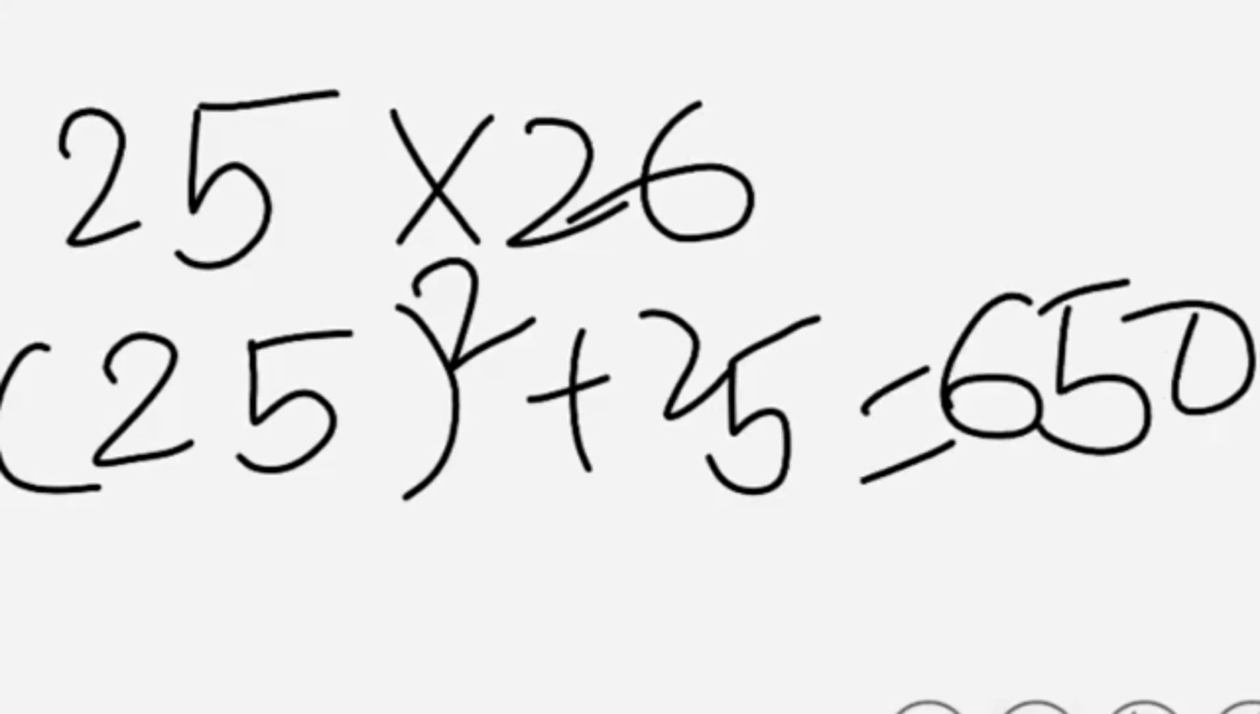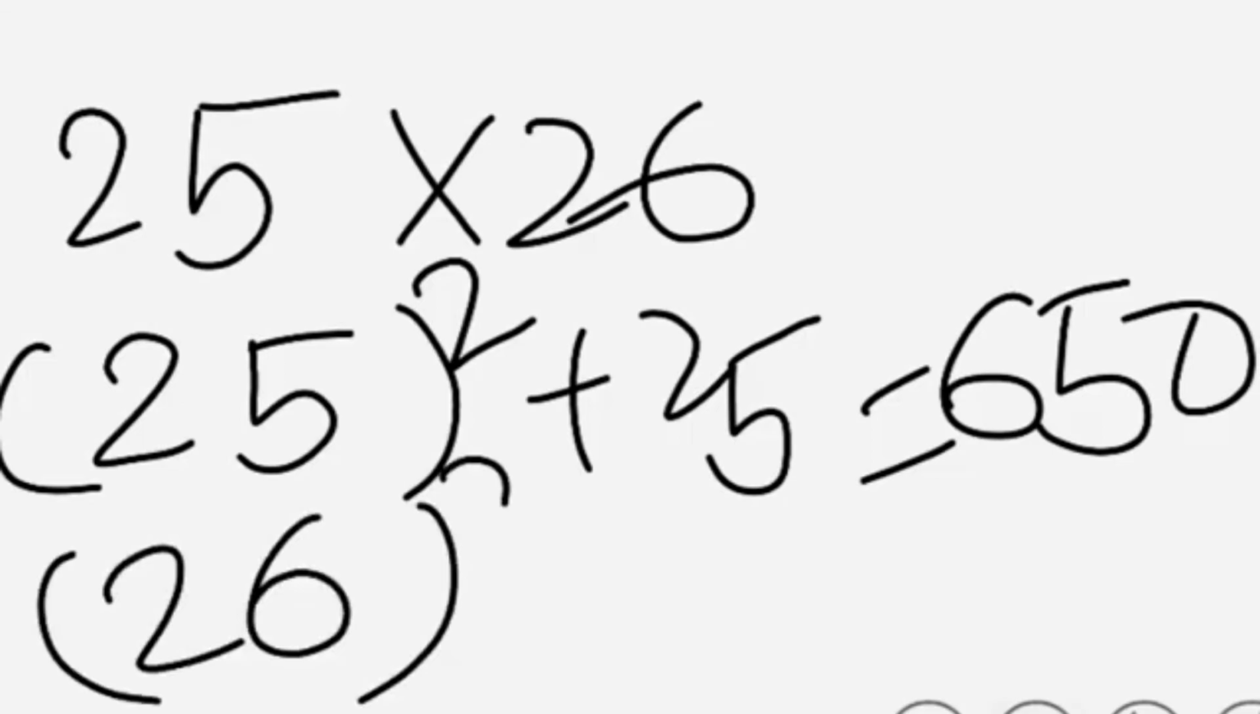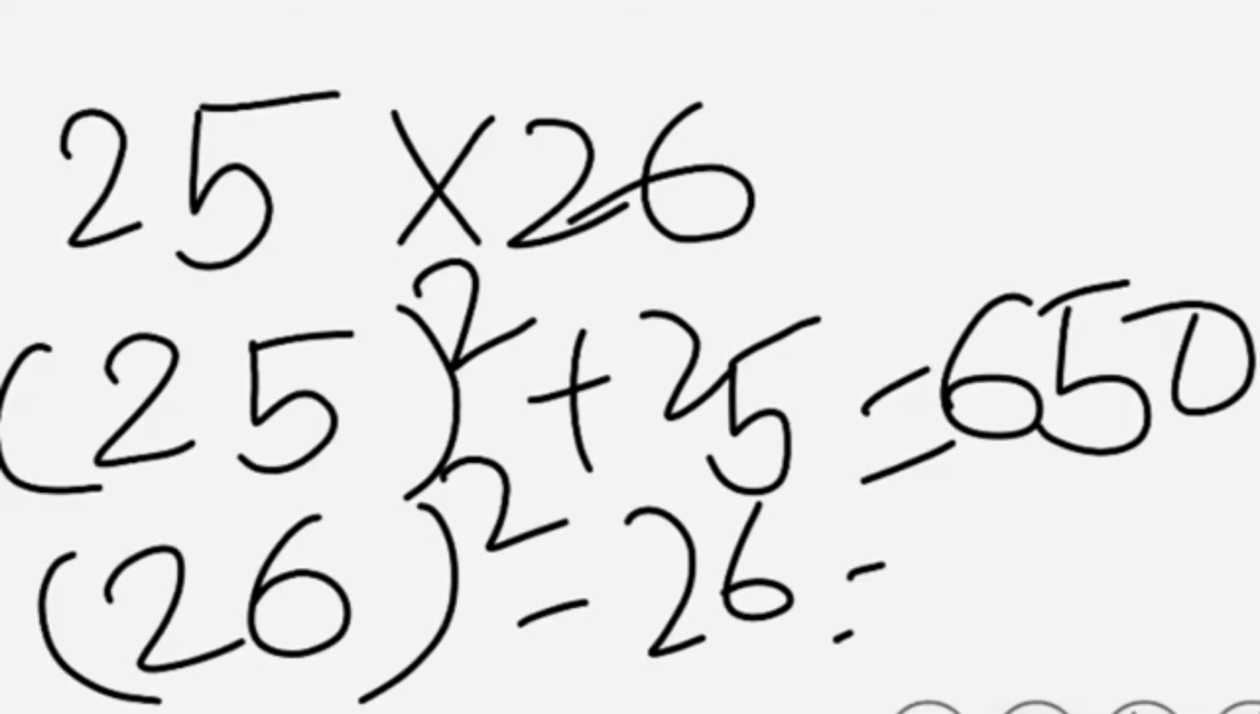If you want to take the big number, just take the big number, square it and subtract the big number. So 26 square would be 676. 26 square is 676 minus 26, also the same result, 650.